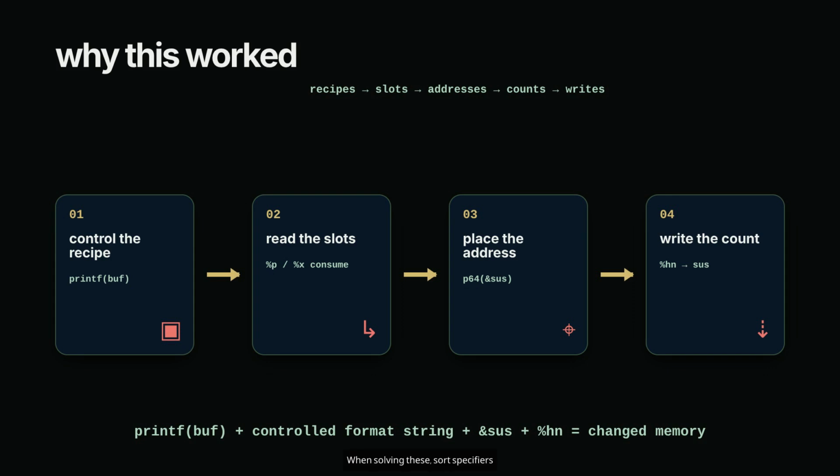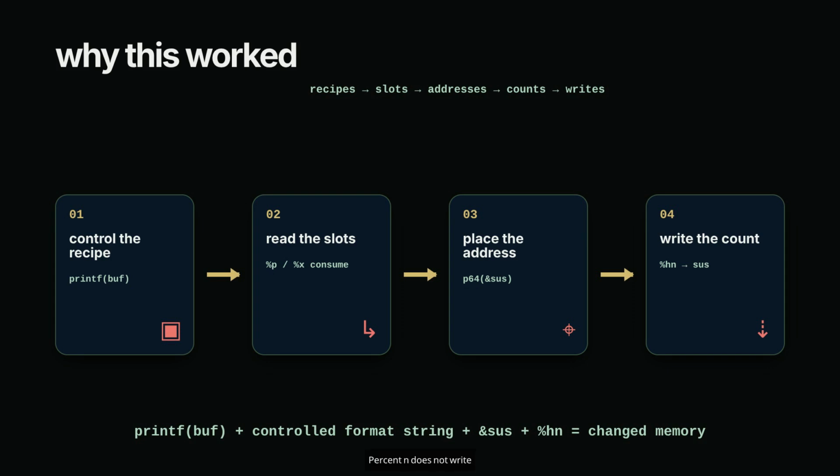When solving these, sort specifiers by what they give you. %p and %x observe values. %s follows a pointer to read a string. If the address is valid, %n, %hn, and %hhn write state. Leaks help us locate where to change what the program does.